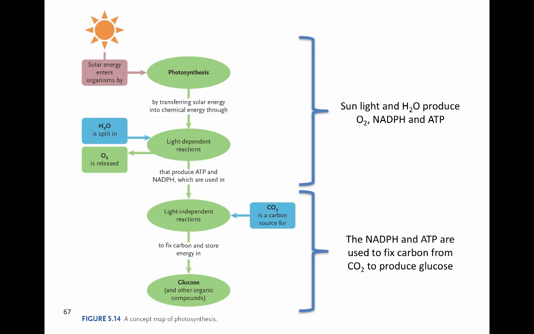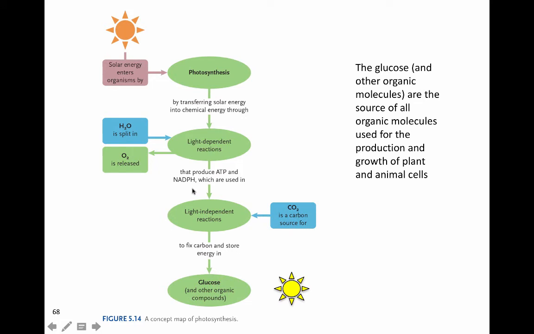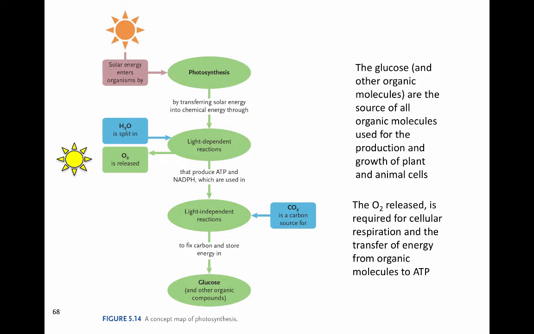So here's an overall diagram showing you what goes in and what comes out of the light reactions, as well as the light independent reactions. And remember that the ultimate product is glucose, which is an organic molecule, which is basically the building block of other organic molecules, including proteins, very important, and lipids, and really important for the production and growth of plants and animals. Now, the oxygen that's released is required for cellular respiration and the transfer of energy from organic molecules to ATP, which is what we're going to talk about when we talk about cellular respiration later on.